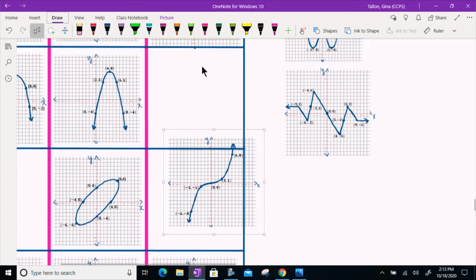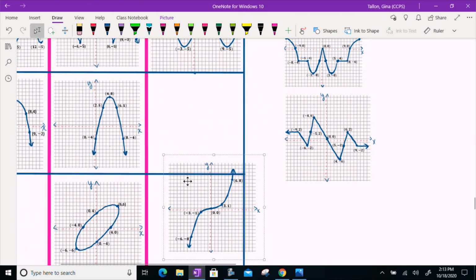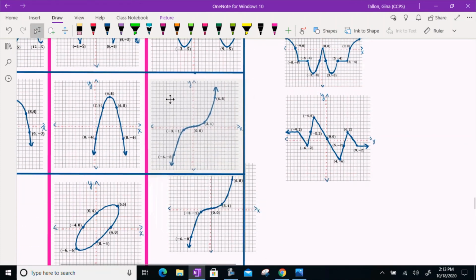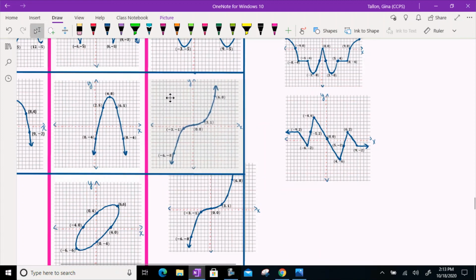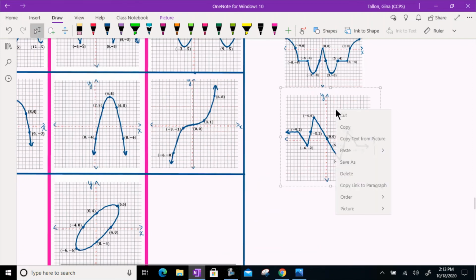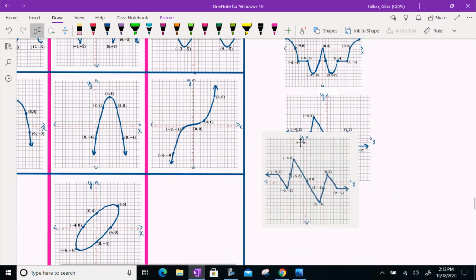So let me see, I think I have a space up here for odd, don't I? Here's my odd function, and it makes sense that perhaps I should have done that one first because it's a nice cubic function. Okay, what's this one? Let's take a peek here.